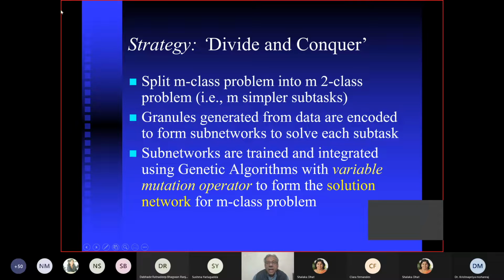So I take the M 2-class problems, then for every class I have a smaller network derived based on the rough set theoretic information extracted from the data. Then the subtasks are trained individually and integrated using genetic algorithms to form the one network. And while we make the genetic integration, we use variable mutation.